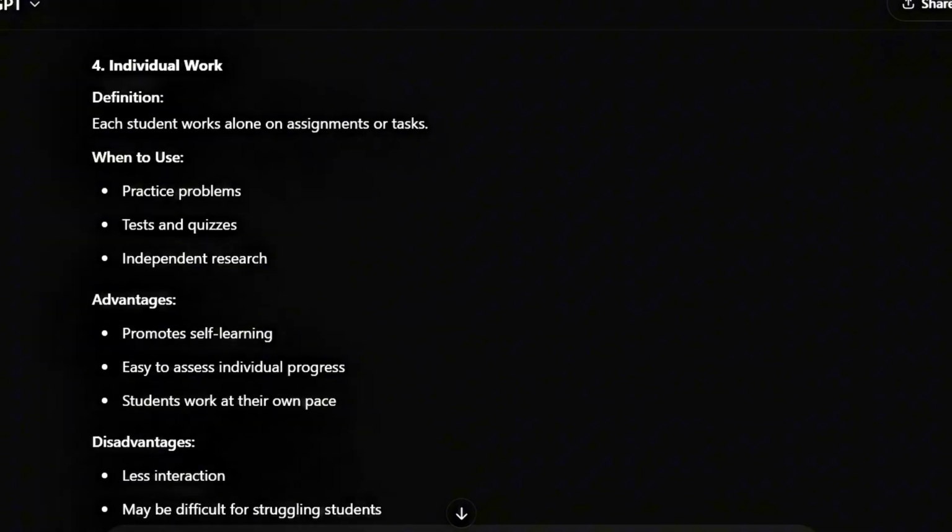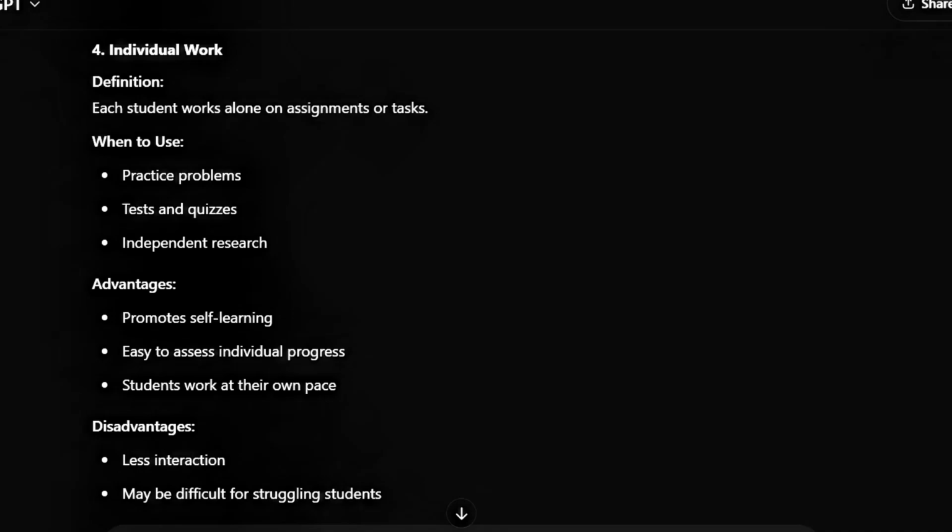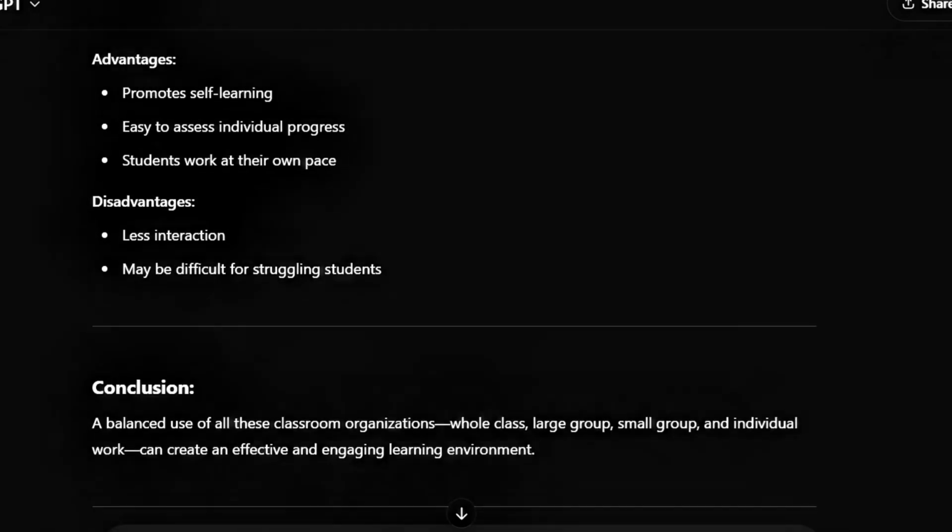Number 4. Individual work. Definition: each student works alone on assignments or tasks. When to use: practice problems, tests and quizzes, independent research. Advantages: promotes self-learning, easy to assess individual progress. Students work at their own pace. Disadvantages: less interaction, may be difficult for struggling students.